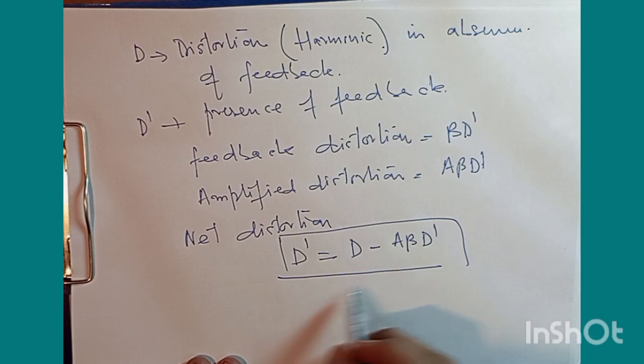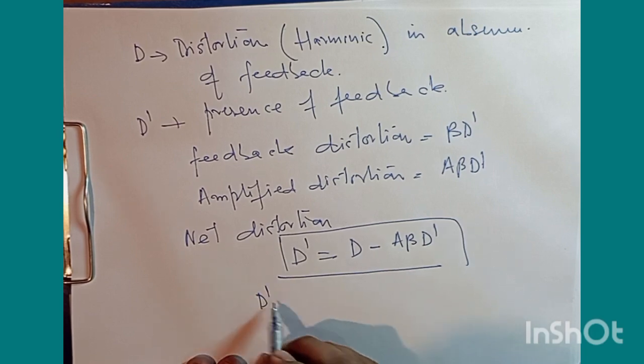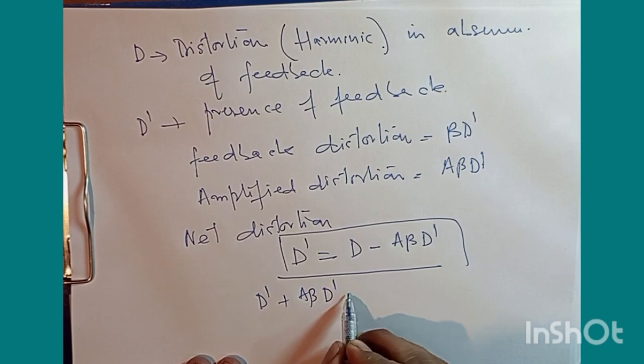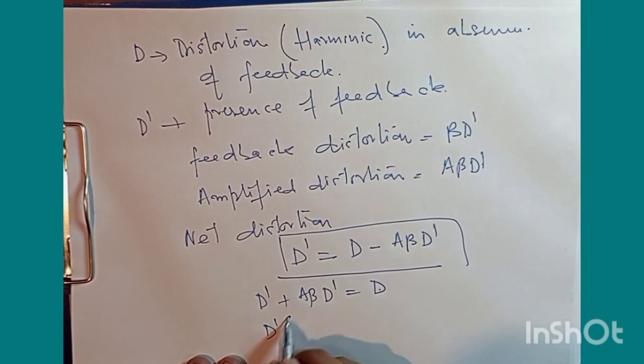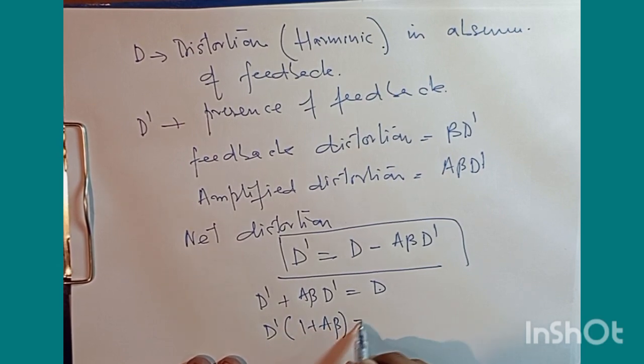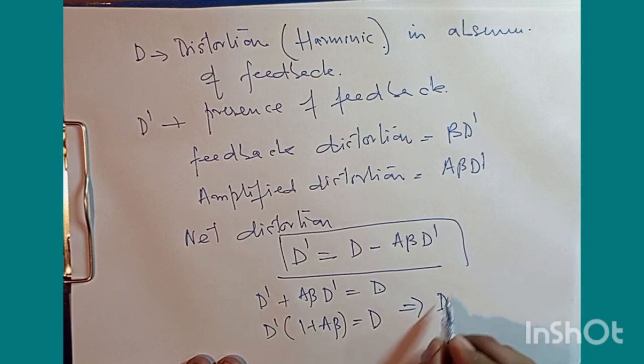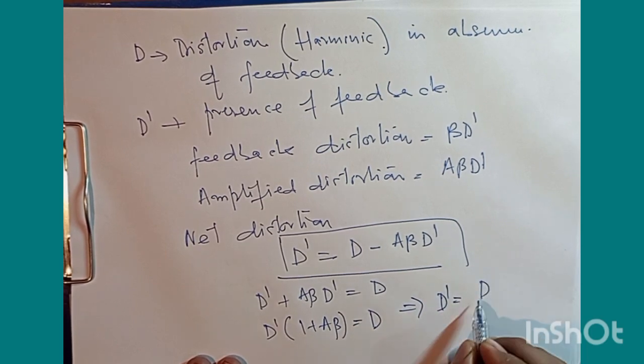So if I manipulate this equation, it will be D dash plus A beta D dash is equal to D. So here I can take D dash out. This is 1 plus A beta times D dash equals D. So finally I'll get D dash equals D by 1 plus A beta.